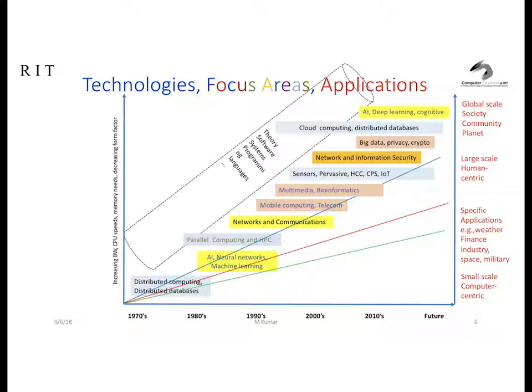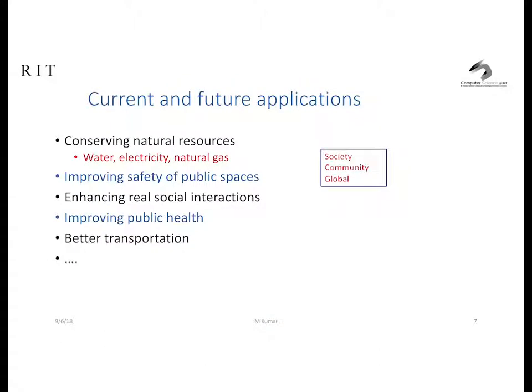And again, in that aspect, because we are directly trying to interconnect with the physical world, interconnect with the environment, interconnect the cyber world with the physical world and the environment, that's where sensors and things come into the picture. So this is just a list of current and future applications of computing, and in particular, pervasive computing. I believe it will be focused on society, community, and it will be at a global level.